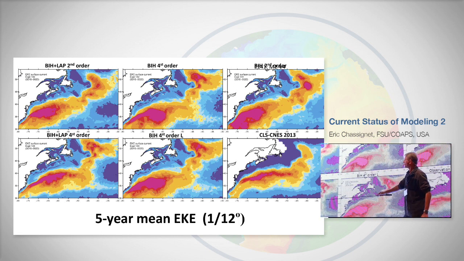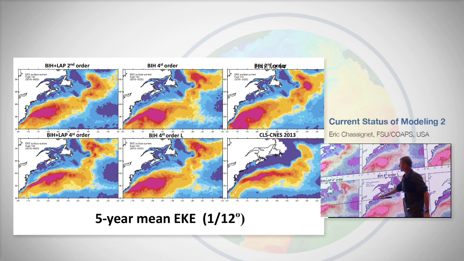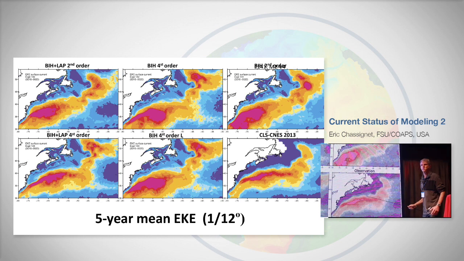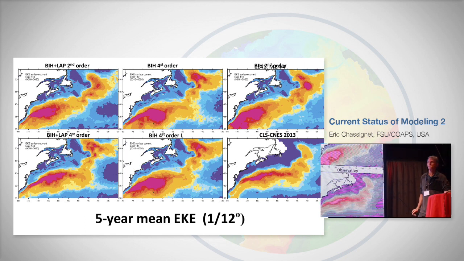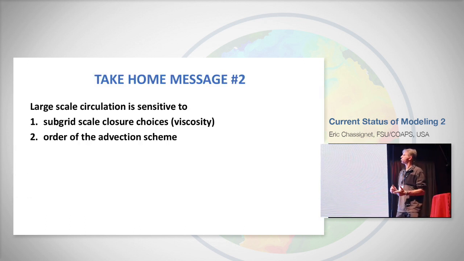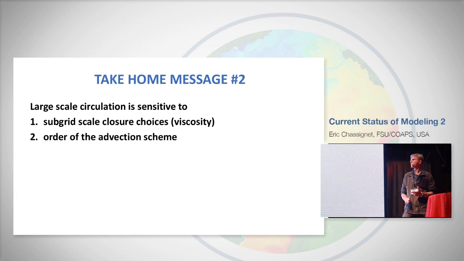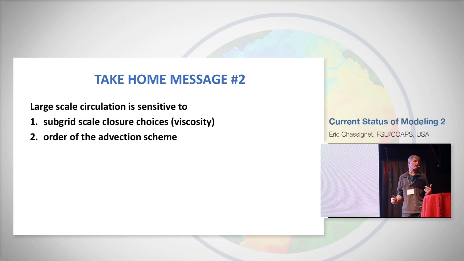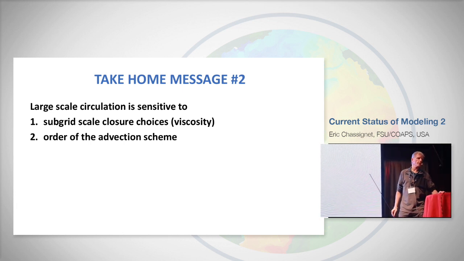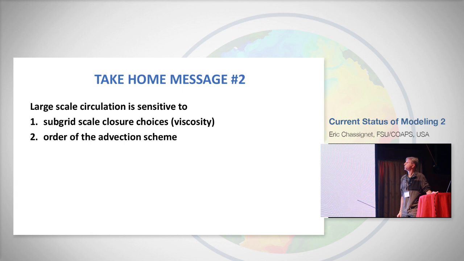But on the other hand, at 1/12th degree, fourth-order biharmonic plus Laplacian, you start to have, again, decent agreement in shape in the AKE. So the take-home message for this one is that the large-scale circulation is still very sensitive to the subgrid-scale closure choices that we're making, especially viscosity in this case, which we're still trying to understand, and the order of the advection scheme. So there is a lot to be learned still at this point.